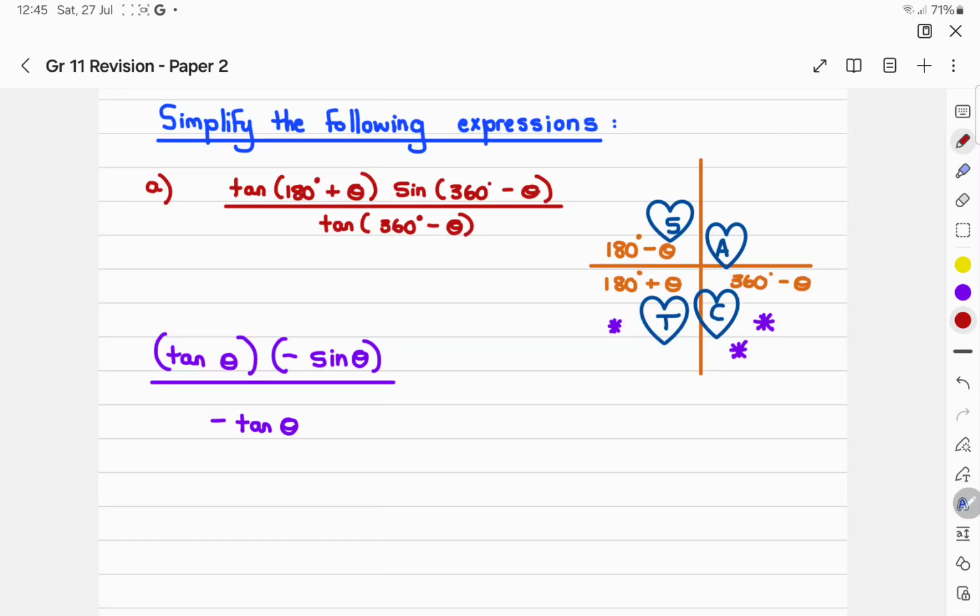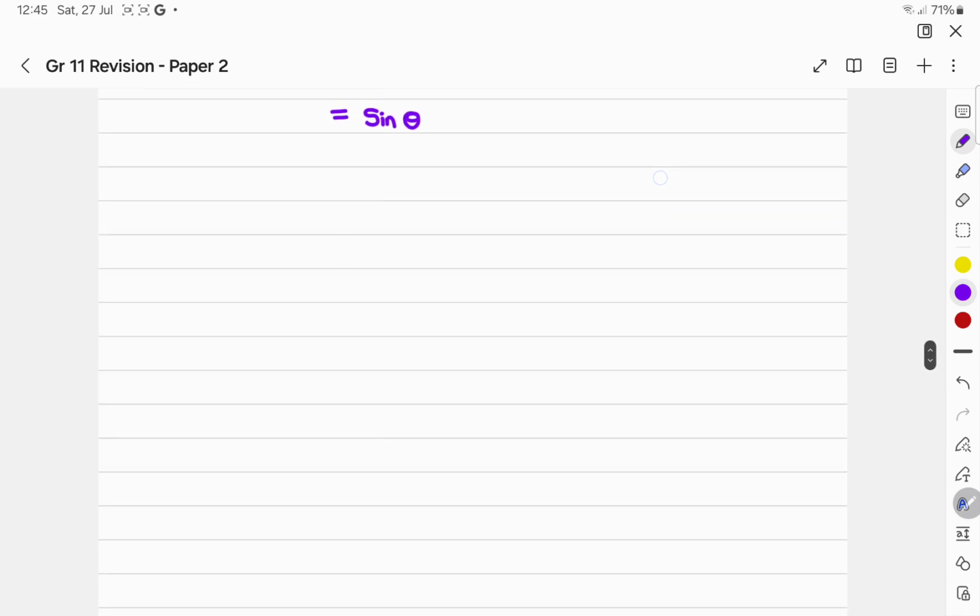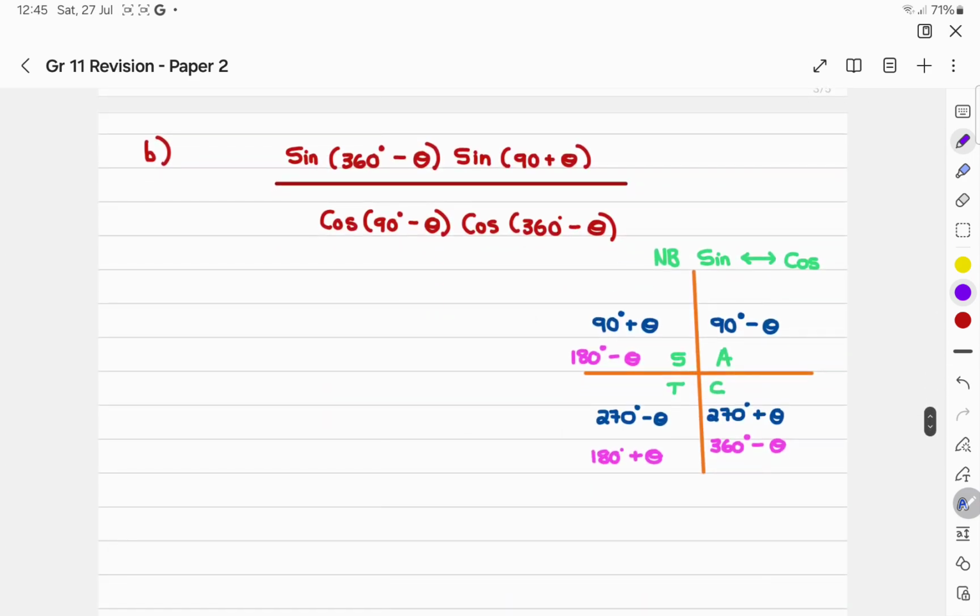Okay, and then we're just going to cancel out. The tan theta can cancel out with that tan theta, the negative with the negative, so your answer is going to be sine theta. Okay, not so hard. Now, if we do the co-functions mixed with the reduction, please remember your co-functions is where sine turns into a cos and the cos turns into a sine. So if you use 90 minus, 90 plus, 270 minus or 270 plus, you have to remember to change your sine into a cos and your cos into a sine.